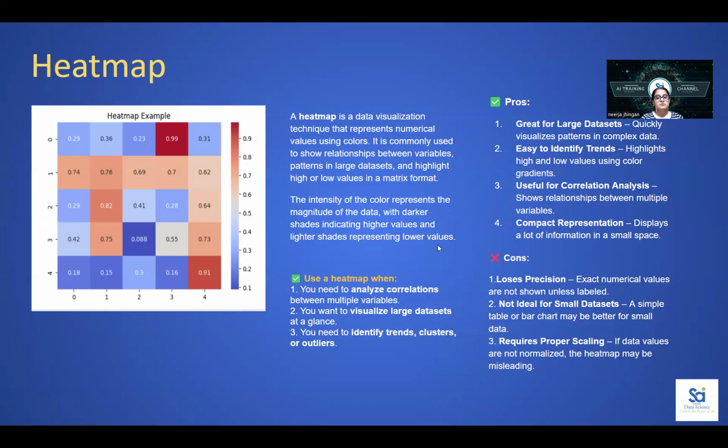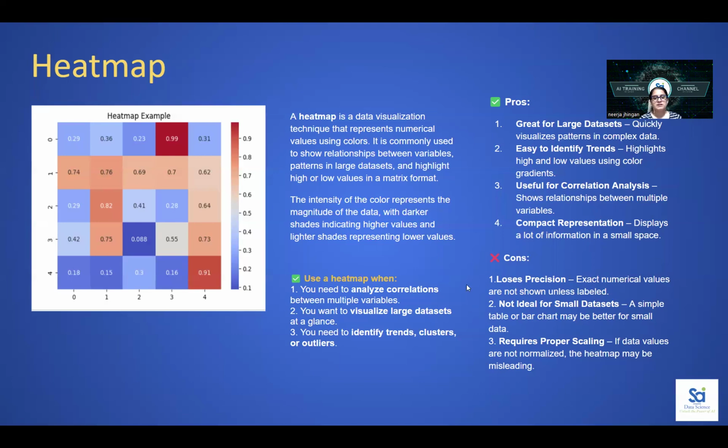Okay, now what are the pros? This is great for large data sets. This is my favorite graph, and it is easy to identify the trends as well, because I can check the correlation between the variables, with many variables, right? It is useful for correlation analysis, as I told you: positive correlation, negative correlation, and no relationship. Compact representation, no big graph, right?